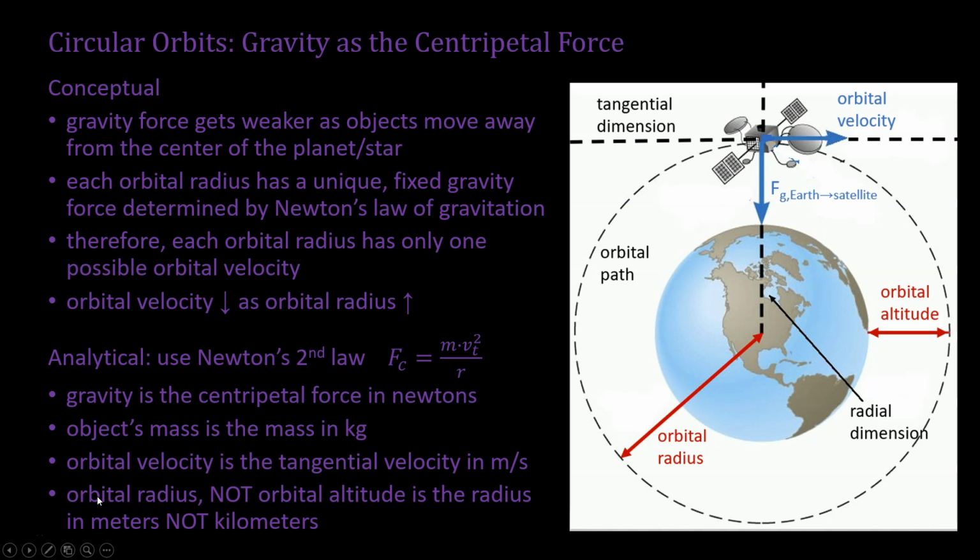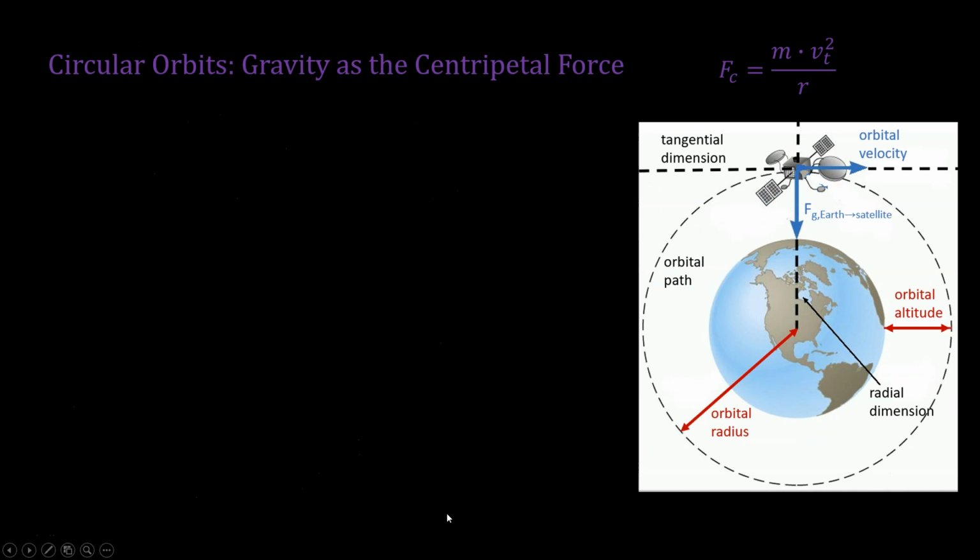That's measured from the orbiting object to the center of the Earth. You do not want to use the altitude because that's measured from the surface of the planet to the satellite. And also, because these distances are so large, you will usually be given the orbital altitude or orbital radius in kilometers, but you must convert it to meters when you use it in the equation. Let's go ahead and solve a problem.